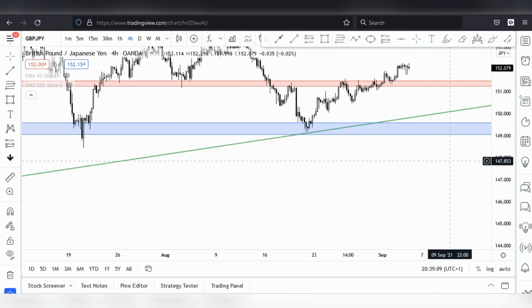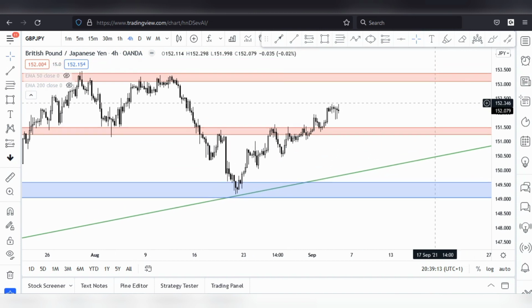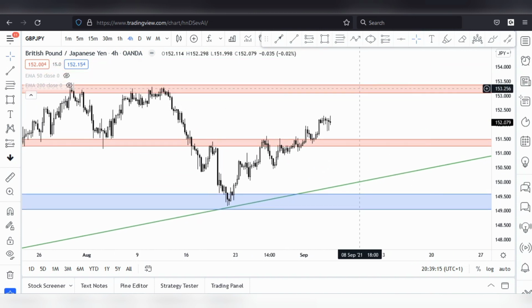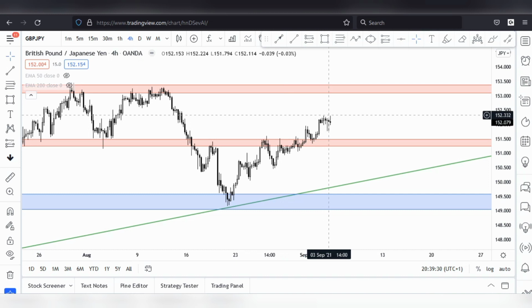Those two red areas are our daily support and resistance levels, this area over here and this area over here. As you can see, price came up like I predicted last week, that it could either bounce to the downside or break this level, and price eventually broke it, came back down to test it and went back up, and now it's forming several rejections around that area.